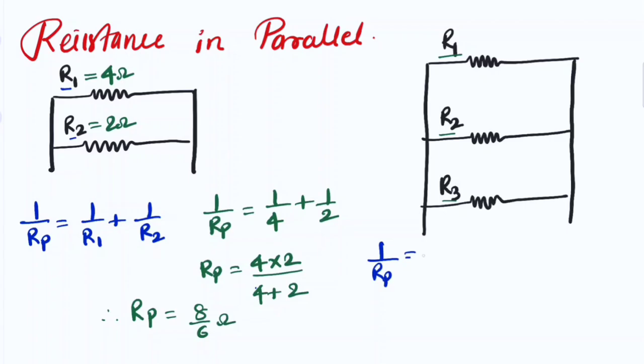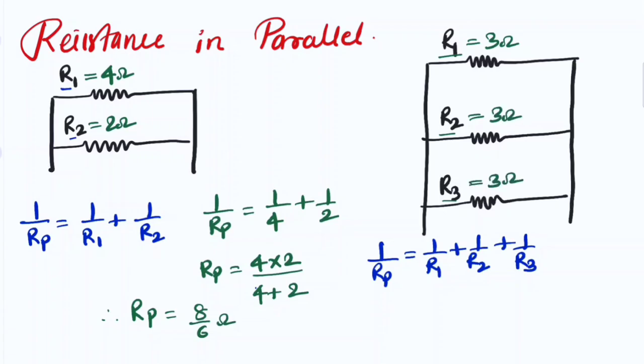1 upon Rp equals 1 upon R1 plus 1 upon R2 plus 1 upon R3. Let's take an example. All the resistances are 3 ohm. So if all the resistances are 3 ohm, my 1 upon Rp will be 1 upon 3 plus 1 upon 3 plus 1 upon 3. So Rp would be, if you solve this, 3 upon 3, which is 1 ohm.